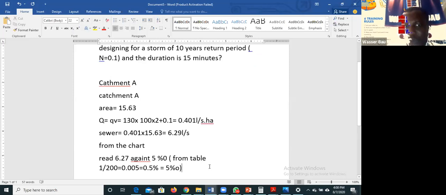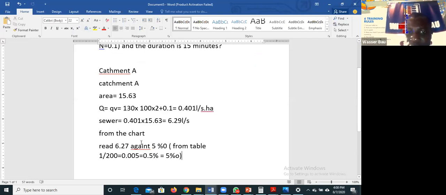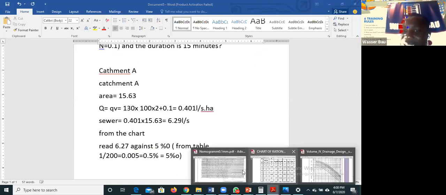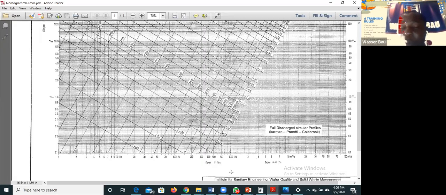This is well understood. So now I will read 2.627. I'll go to my chart. Meanwhile, I asked us to print this chart yesterday. I don't know how many people have printed it, but please try and print this chart and keep it as a very, very important file for you to do your pipe sizing. So here now, I will say 6.27, which is somewhere here, against 5.